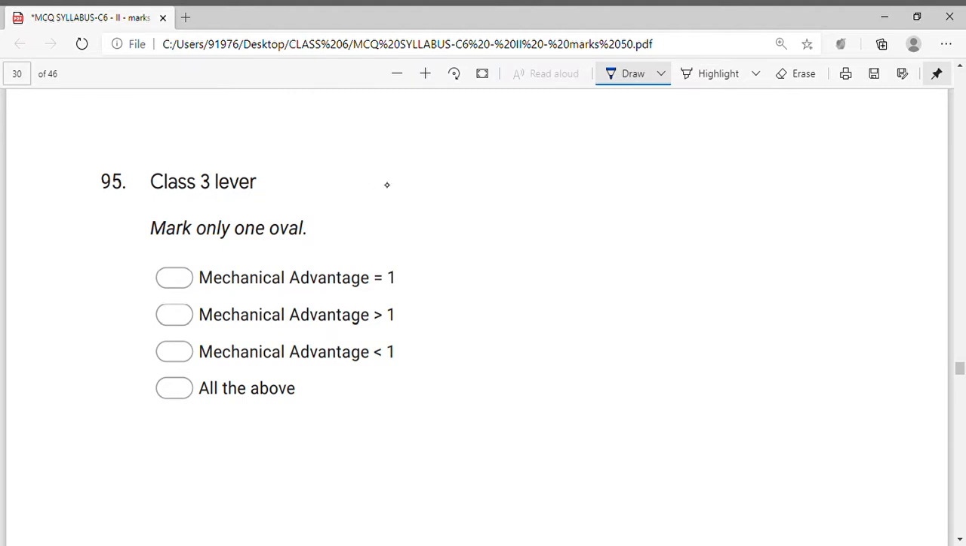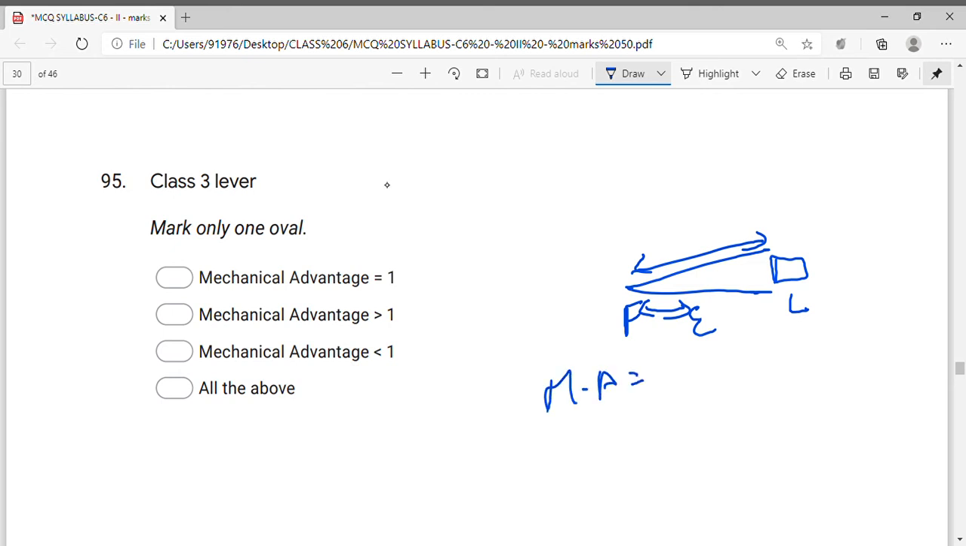In a class 3 lever, for example forceps or sugar tongs, this is your load, this is your effort, and this is your fulcrum. This is your load arm and this is your effort arm. Now effort arm is always shorter. We know that mechanical advantage is effort arm upon load arm. Suppose effort arm is 1 and load arm is 2, so 0.5. So in a class 3 lever, mechanical advantage is always less than 1.